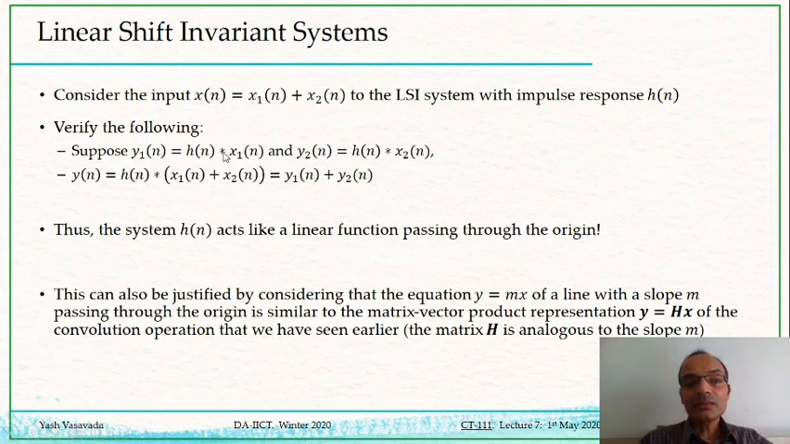And for the convolution operation, this property holds. You can verify that. You can just work out the math. You know the equation for the convolution. And if you work out the math, you will see that this property holds. So a linear shift invariant system is the one for which the analogy is of a line passing through the origin.